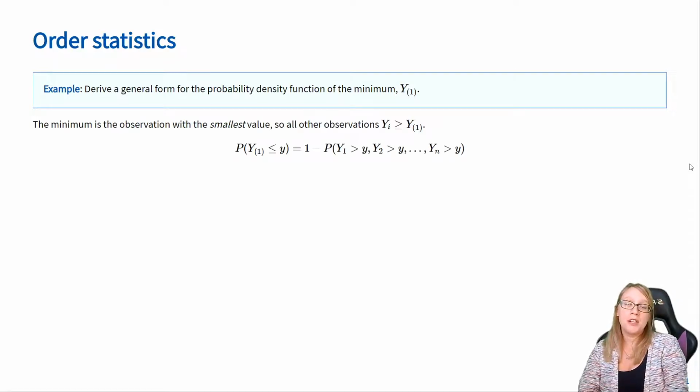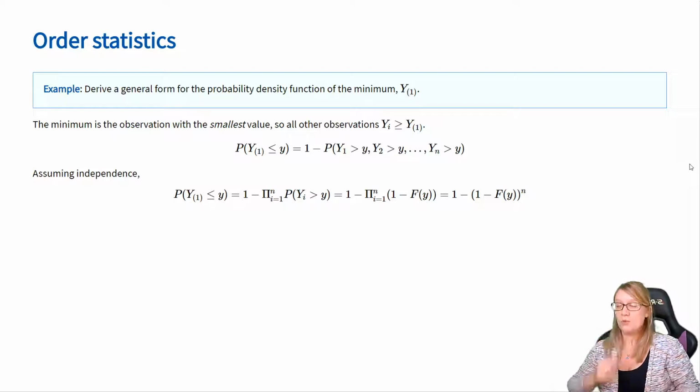The minimum follows a very similar train of thought. The key idea here being that if the minimum is greater than some value, say y, all other observations must be greater than that value too. So we again start with trying to find the CDF of the minimum. It really becomes 1 minus the probability that the first observation is greater than y, second observation is greater than y, and so on. So we're looking for a cutoff for all values.